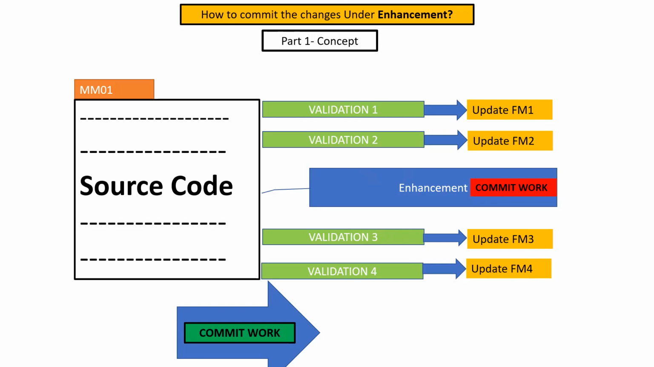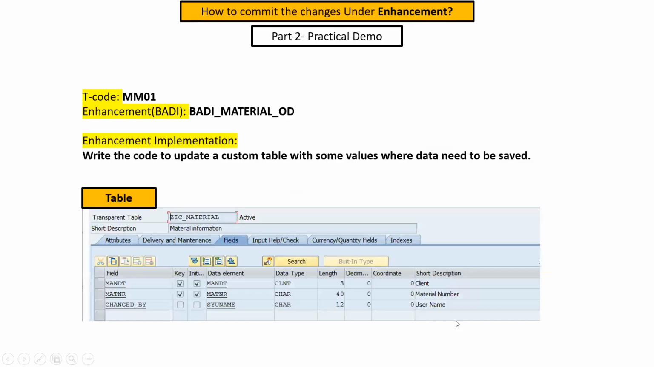So in practical now, let's try to understand, if we have to do the commit work inside the enhancement, what is the way? How can we achieve that? So I'm going to take the transaction mm01, and we are going to take enhancement body material underscore od. This body gets called after one update function module call.